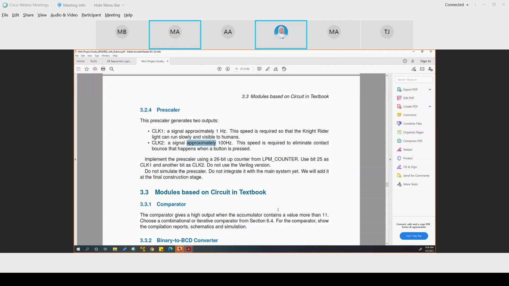So we can use flip flops or anything, right? Yes, because it's a schematic, it's not limited to the LPM counter. If you think you need another, then yes, you can use other gates.